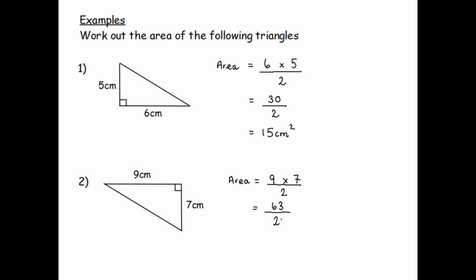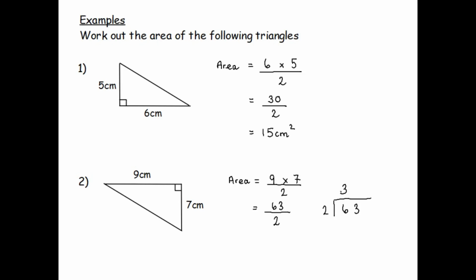Now, some of you might be thinking, 2 doesn't fit into 63, as 63 is an odd number, but we still need to halve it. We need to go into the decimal. If you need to, do a bus stop, so we can put our 63 on the inside and our 2 on the outside. So 2 goes into 6 3 times exactly.